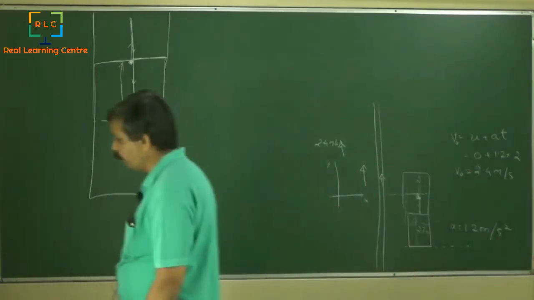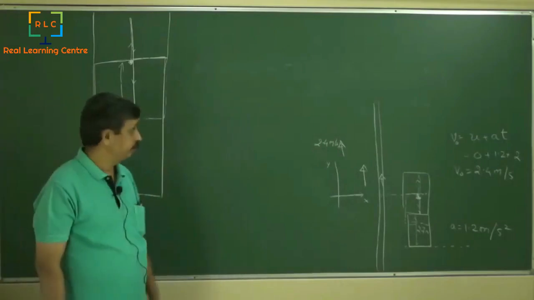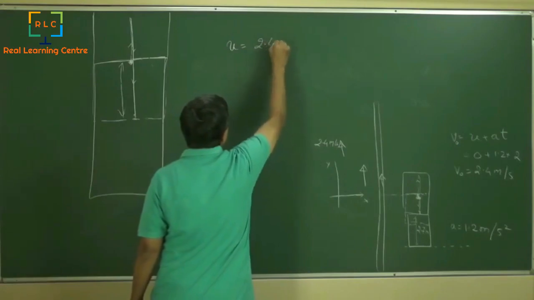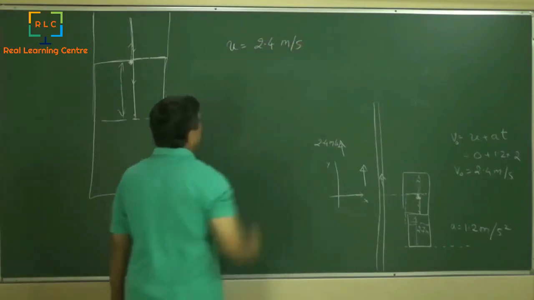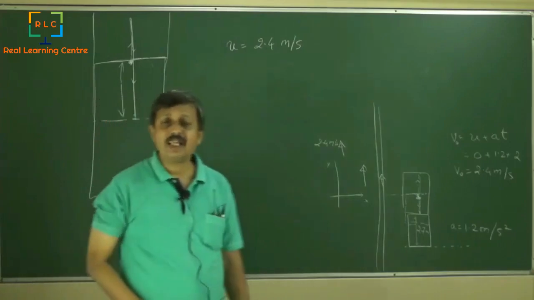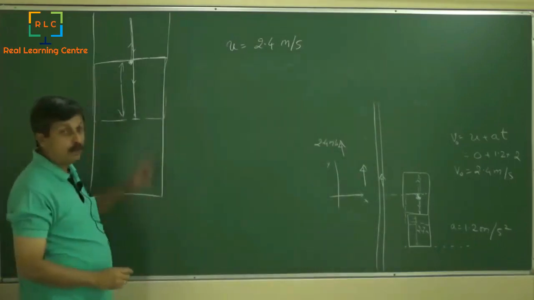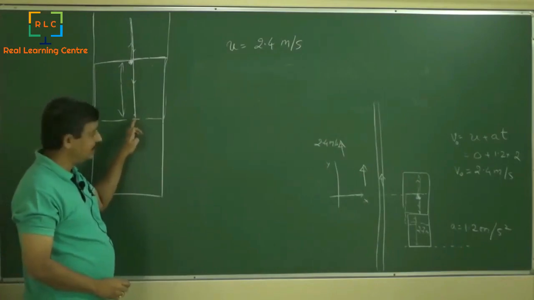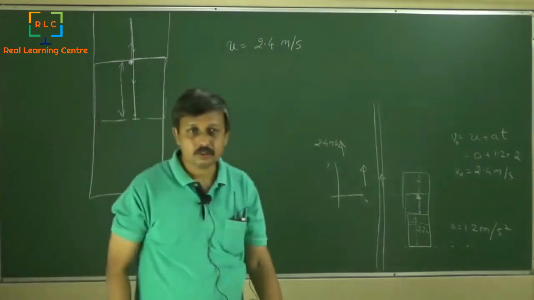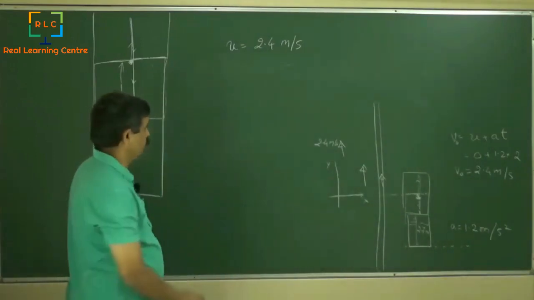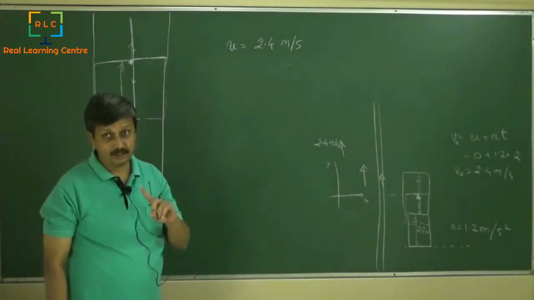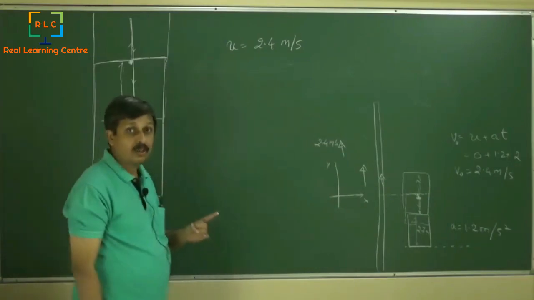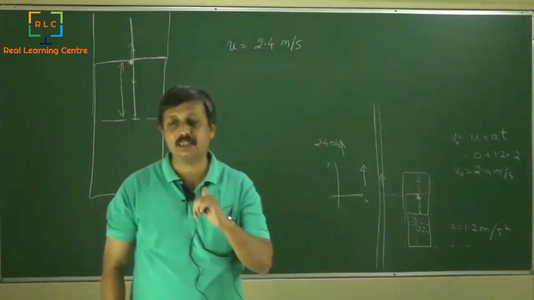What all things do we know about the bolt? Initial velocity is how much? 2.4 meters per second, correct? Final velocity we don't know, because I am talking about the whole path. So the final velocity when it hits here, we don't know. However, we know one more thing. In both cases, what is the acceleration?